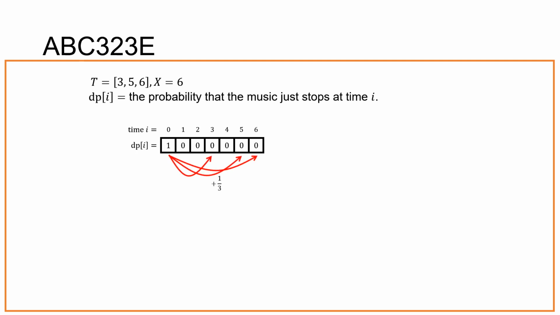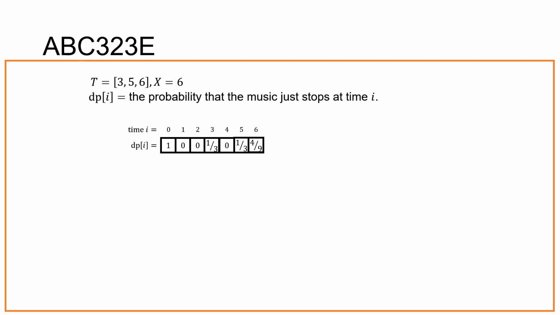Considering the next time the music stops from time 0, we will reach dp of 3, dp of 5, and dp of 6. So we add 1/3 to each. Then we reach dp of 3 following dp of 1 and dp of 2, and we can move from dp of 3 to dp of 6 using track 1. So we add 1/9 to dp of 6. In this way, we complete the list dp in ascending order of time I.